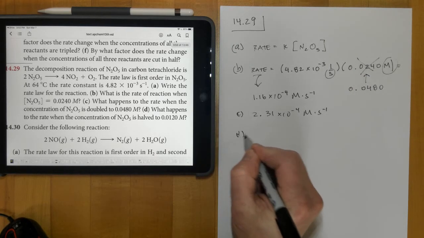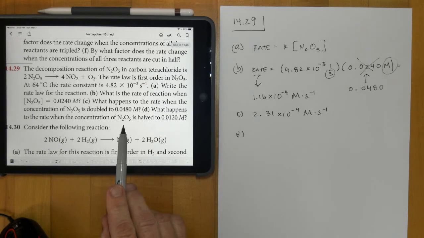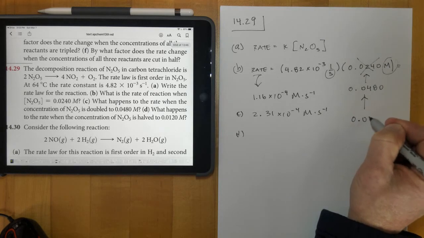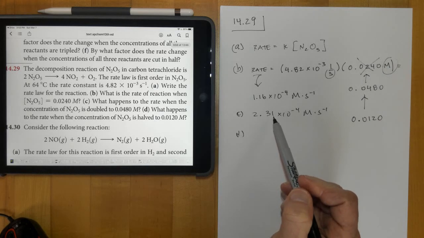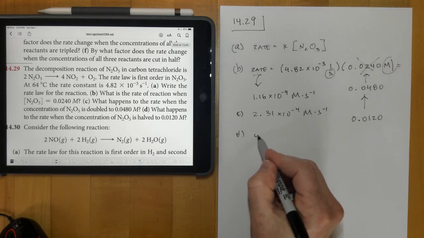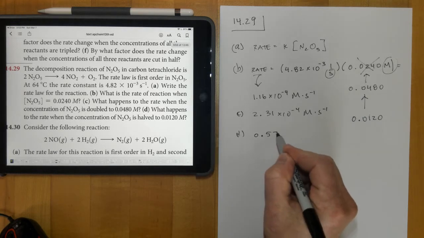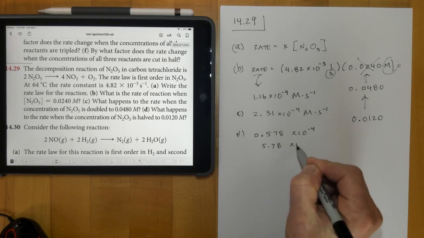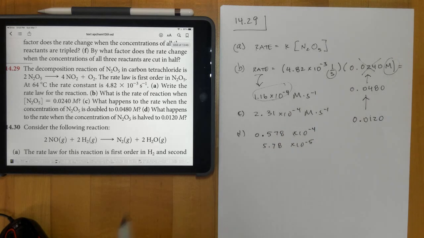And then in letter D, it says what happens to the rate when the concentration of N2O5 is halved. So now this becomes 0.012, and as we saw, it doubled right here. What would we expect if it went in half? Well, then we'd put this concentration in instead, and we'd end up with 0.578 times 10 to the negative fourth, or 5.78 times 10 to the negative fifth, which would be half of this as well. This is 29.